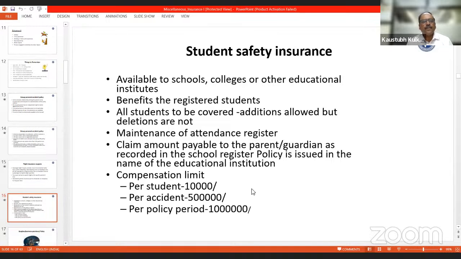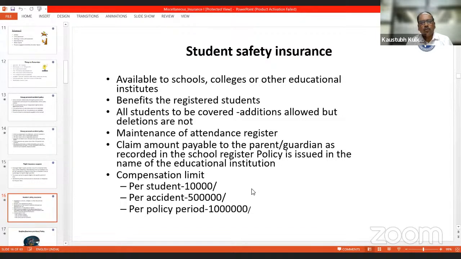Student safety insurance. Student safety insurance is actually on the lines of a personal accident insurance policy, but here the income is not the criteria because the students are not the earning members of the family. Still, we are allowing the accidental benefits in case of any injury due to accident in school premises, maybe at a picnic or any excursion. This is the basic coverage under the student safety insurance policy.